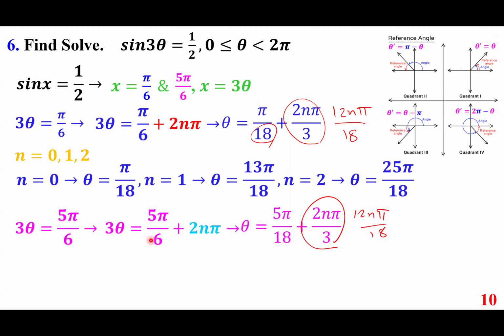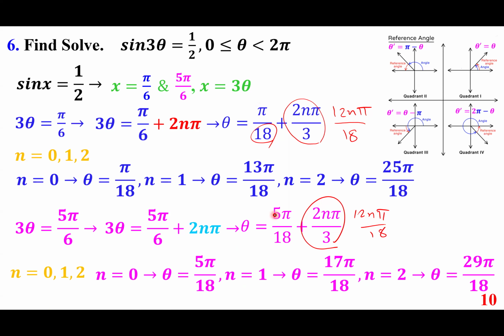Over here, when n is 0, we get 5 pi over 18. When n is 1, 12 and 5, 17 pi over 18. When n is 2, 24 and 5, 29 pi over 18. So those are the answers. So sine of x equals 1/2 has two answers. Sine of 3 theta would have 3 times 2, 6 answers. Sine of 5 theta would have 5 times 2, 10 answers.